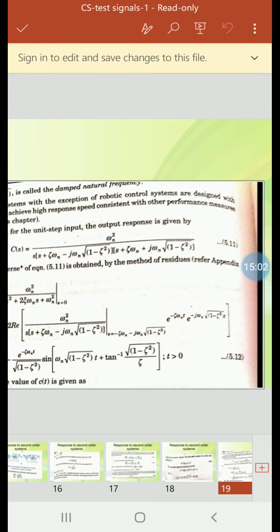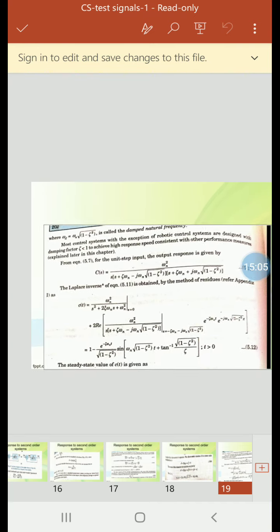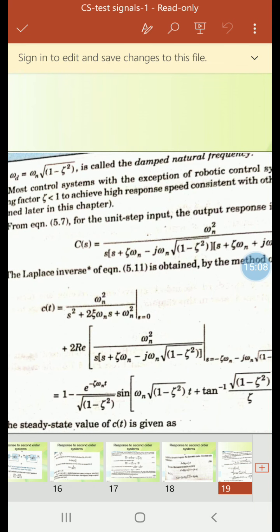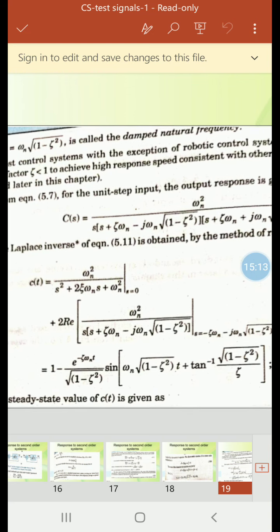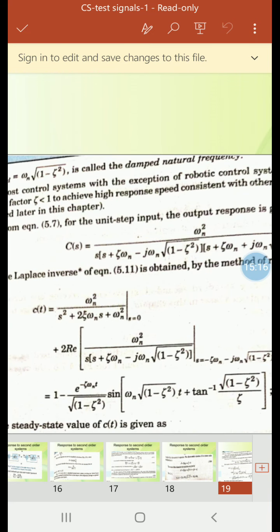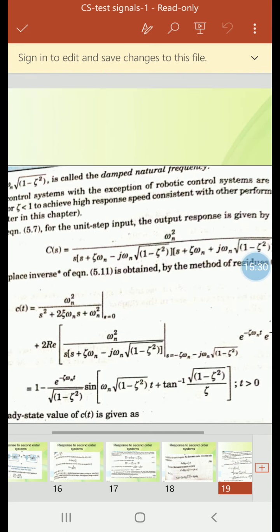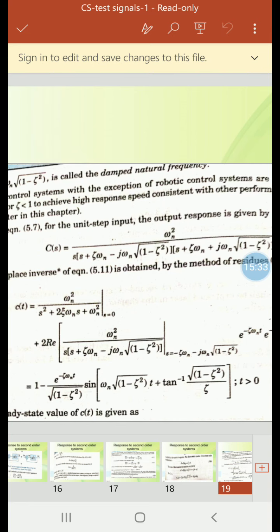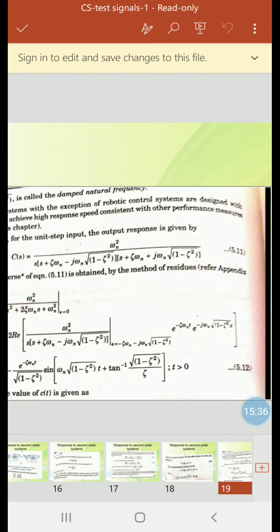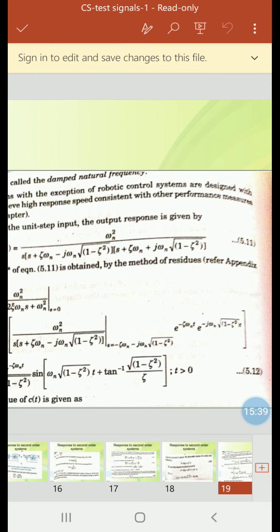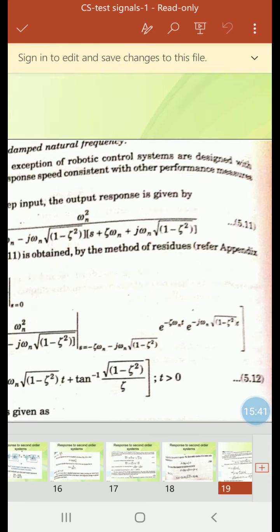So you can refer to appendix 1 from the book, which comes to be C of t is equal to omega n square by s square plus 2 damping factor omega n s plus omega n square at s is equal to 0 plus 2 Re into omega n square by s into bracket s plus damping factor omega n minus j omega n into root of 1 minus damping factor square, where s is equal to minus damping factor omega n minus j omega n into root of 1 minus damping factor square, into e raised to minus damping factor omega n t into e raised to minus j omega n root of 1 minus damping factor square t.